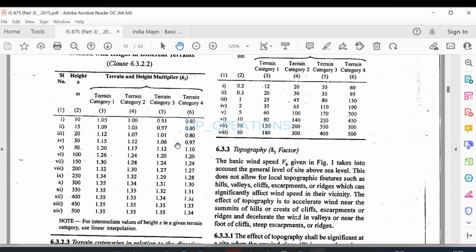Okay. And as you go up in height, the higher the height, the higher your factor. But after 250 meters of height, these are constant. There is no change in the wind speed because after that it becomes stagnant. There is no gust or turbulence beyond that. Okay. So for intermediate values of height in a given terrain category, use linear interpolation. That means if you want to find 12.5 or 12 meters, then you have to interpolate between the values of 10 and the values of 15. That's it. Okay. So any doubt about category 2, K2?